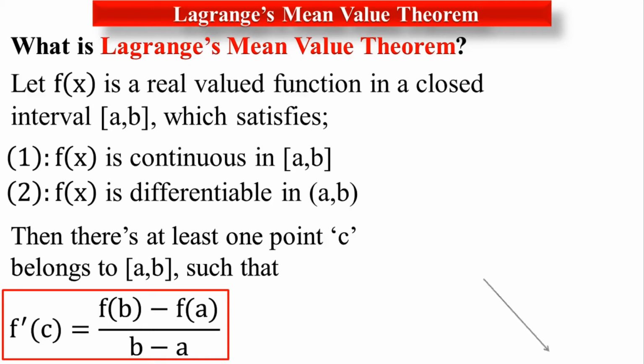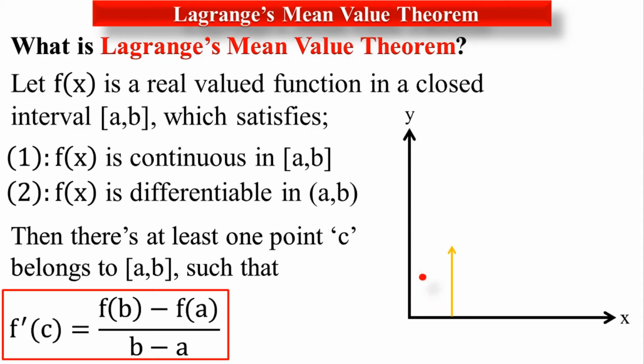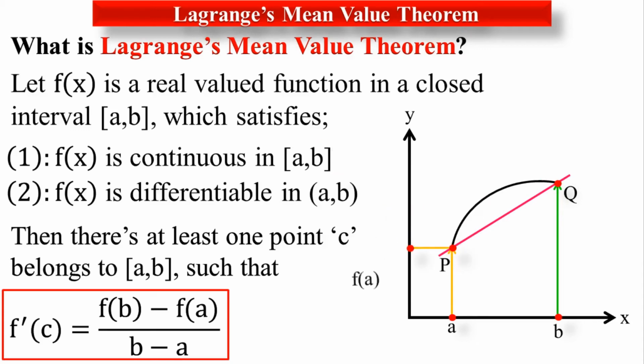Let me draw a graph. This is x-axis and here is y-axis. This is my point A and this is my point B. Here is the function f of x. This black curve is the function f of x, which is a real valued function in a closed interval a comma b. Let me connect these 2 points here. This is a slope. Name this P and Q. Let me connect point A with the y-axis to have f of a and connect point B with the y-axis to have f of b.